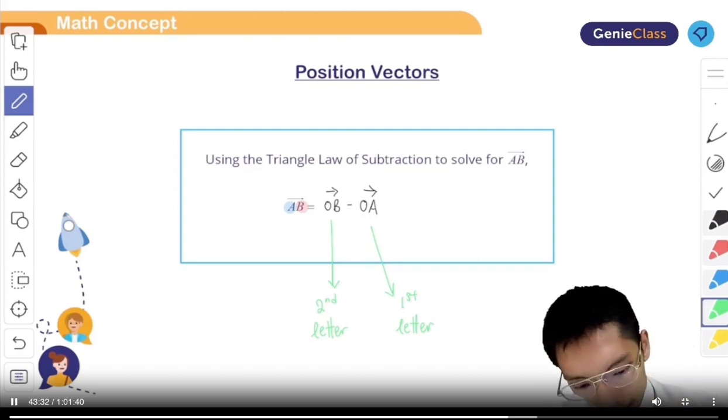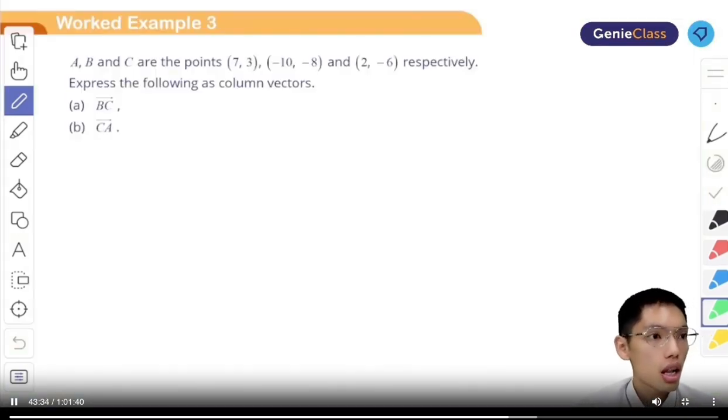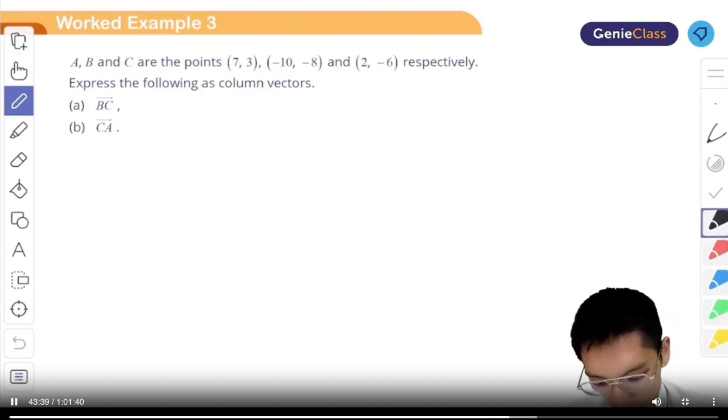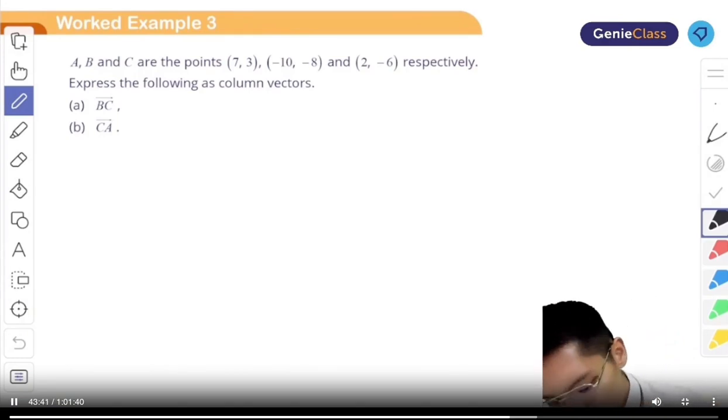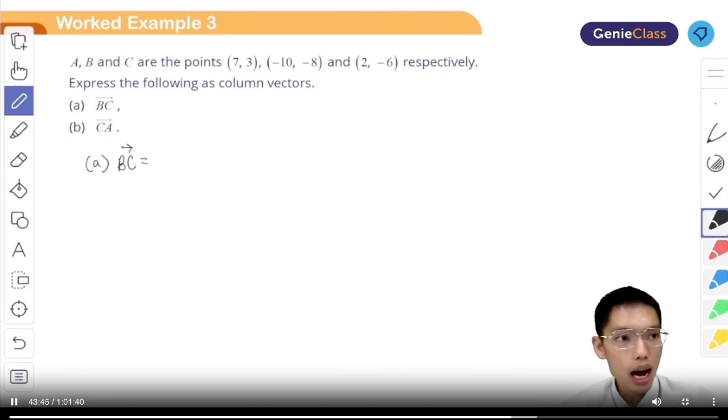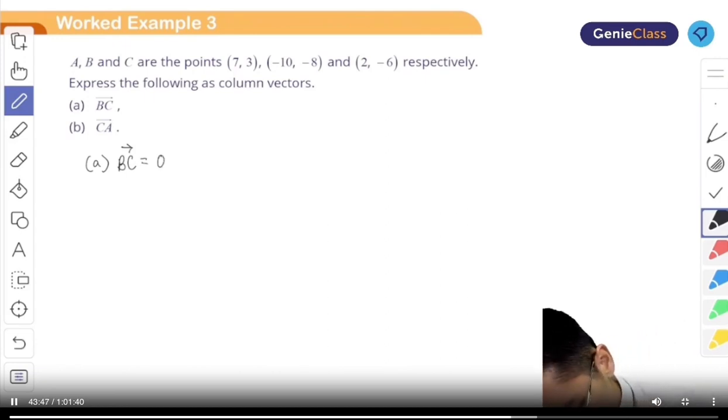Now, how would I then solve this? So how do I summarize in this case? Let's use this example to summarize for you. BC. So how do I solve BC? BC, if we use the column vector method, I always say it's going to be OC minus OB.